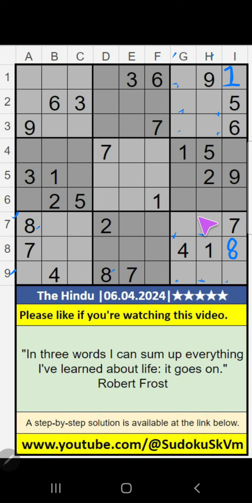In the 6th grid, we have 2, so 2 can't come in these cells. Then 2 is confirmed here. Then in column I, 2 numbers are remaining, 3 and 4. It will come in one of these cells. We will confirm later.